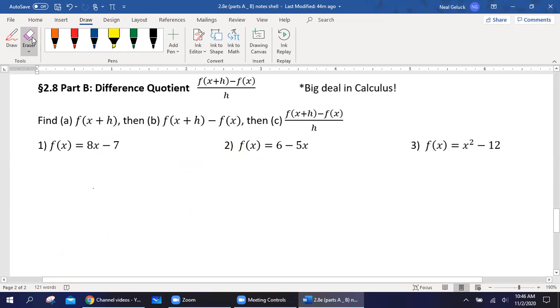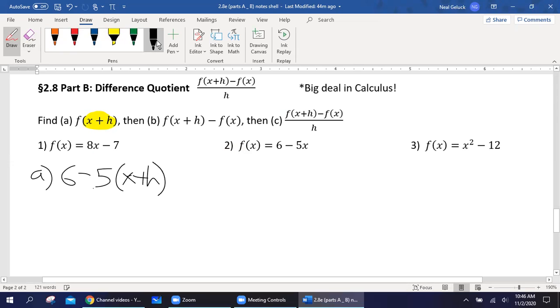For number 2, again, we're going to go through the same process. Part A says find f of x plus h. So again, I'm going to replace the x with x plus h. That's the idea. If I do that, that's going to be 6 minus 5 times x plus h. So if I distribute the negative 5, that's going to be 6 minus 5x minus 5h.